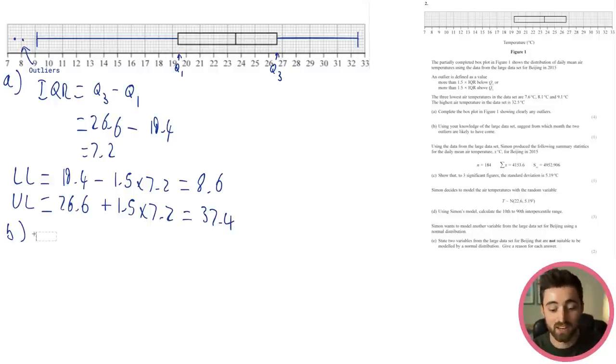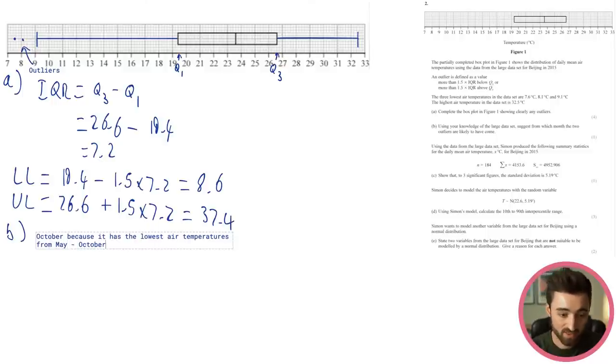So essentially, I would say October here because it has the lowest air temperatures from May to October. Let's go for that. That'll be enough. They'll know what you're on about if you say that. Cool. So, part C, let's have a look here.